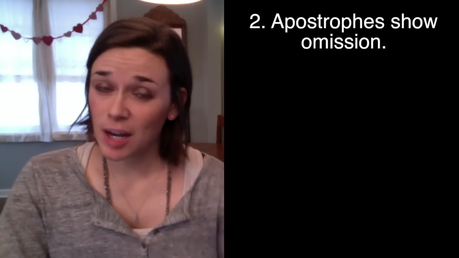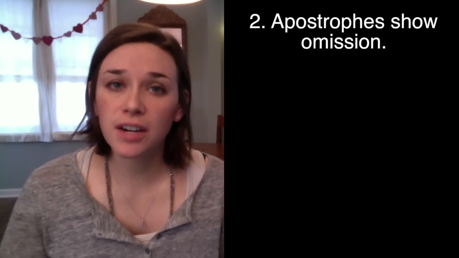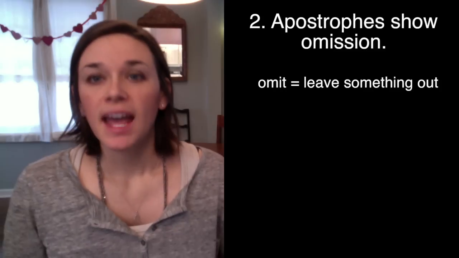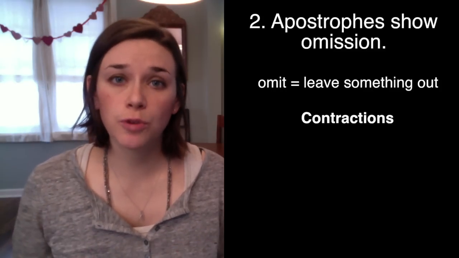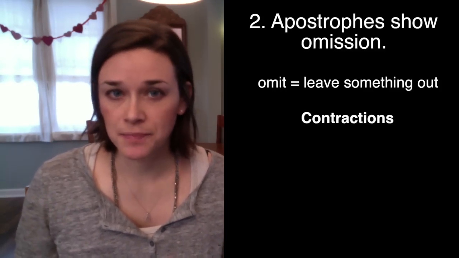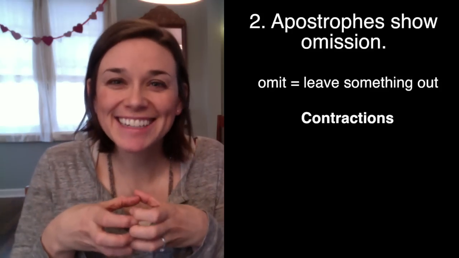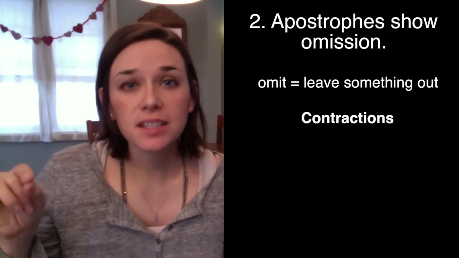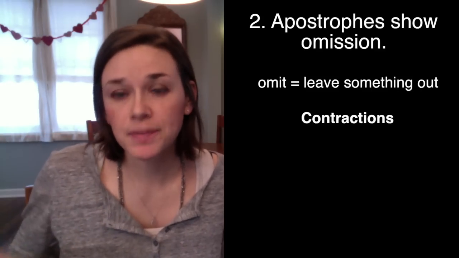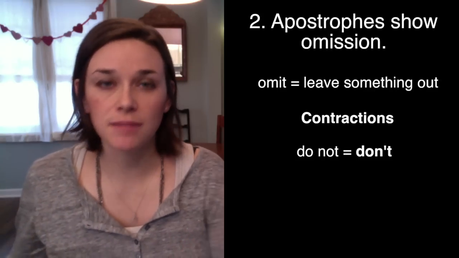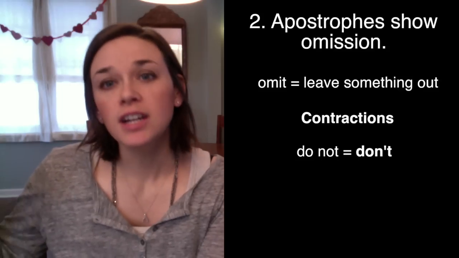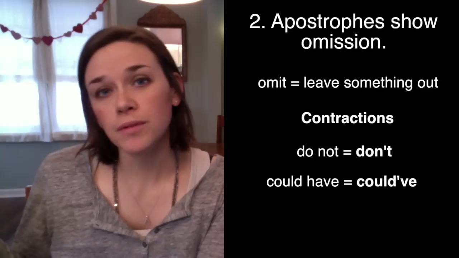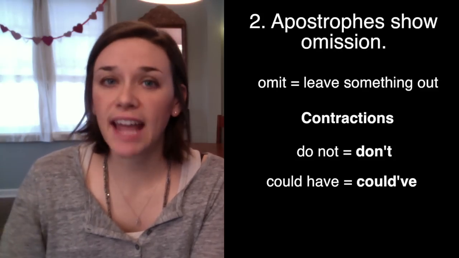The second thing that apostrophes can do is show omission of letters or numbers. To omit means to leave something out. And contractions are shortened forms of combined words. When we smush the words together, we leave out some of the original letters and we put an apostrophe in the place in the word that the letters were taken out. So for example, do not becomes don't. And we have an apostrophe to show that there used to be an O there. Could have becomes could've, and we use an apostrophe to show the missing H and A.